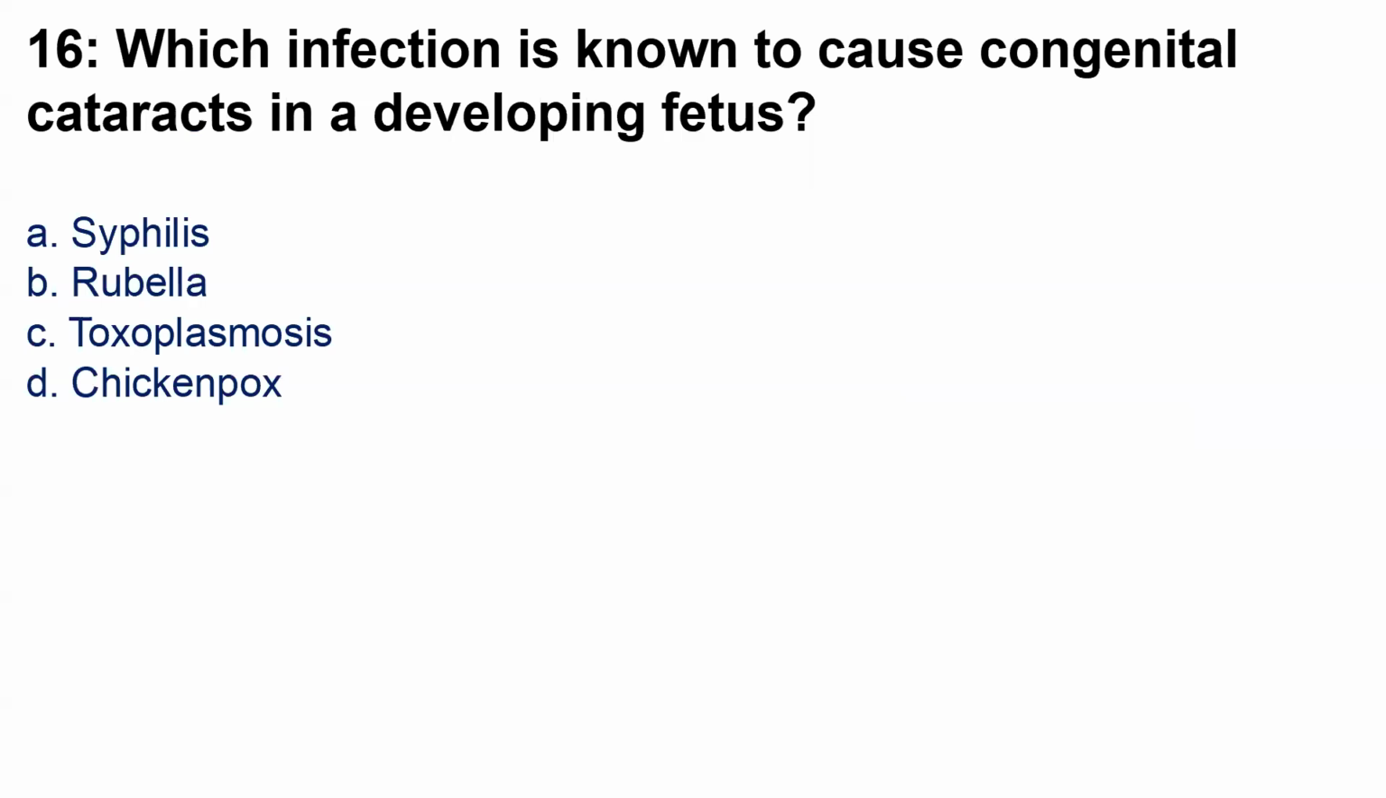Question 16. Which infection is known to cause congenital cataracts in a developing fetus? A. Syphilis, B. Rubella, C. Toxoplasmosis, D. Chickenpox. The answer is B. Rubella.